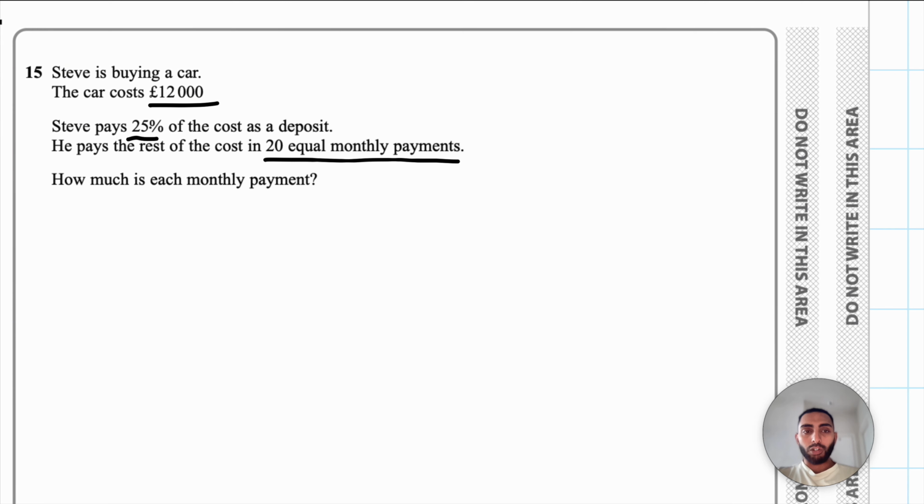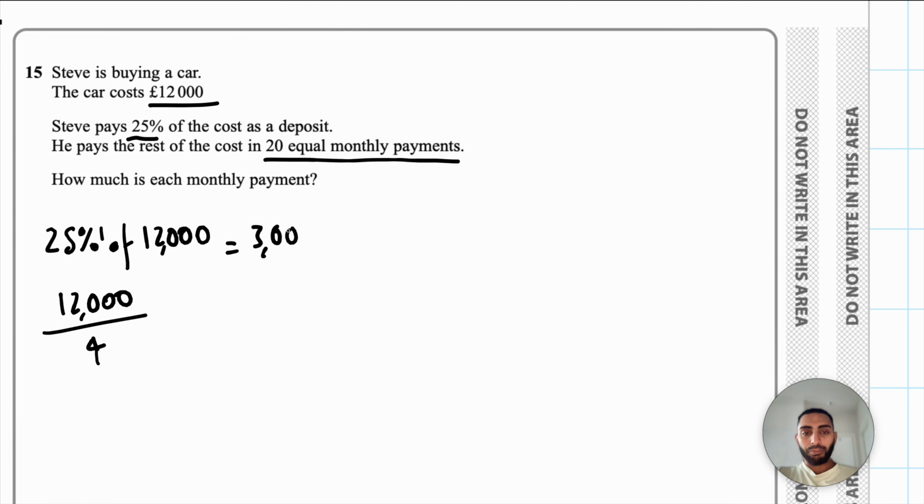So we need to find out what 25% is first. What's 25% as a fraction? It's 1/4. So I need to find 1/4 of 12,000. So 25% of 12,000 is the same as finding 1/4, so I just need to divide it by 4. What's 12,000 divided by 4? 12 divided by 4 is 3, so it's going to be 3,000. So Steve pays 3,000 at the very start.